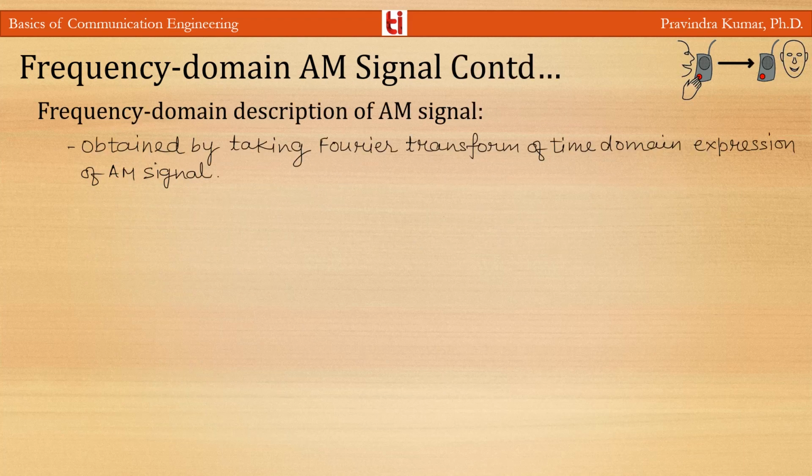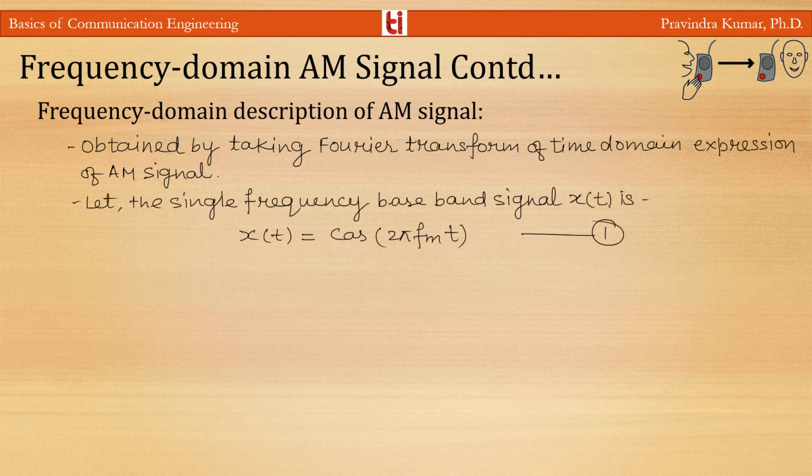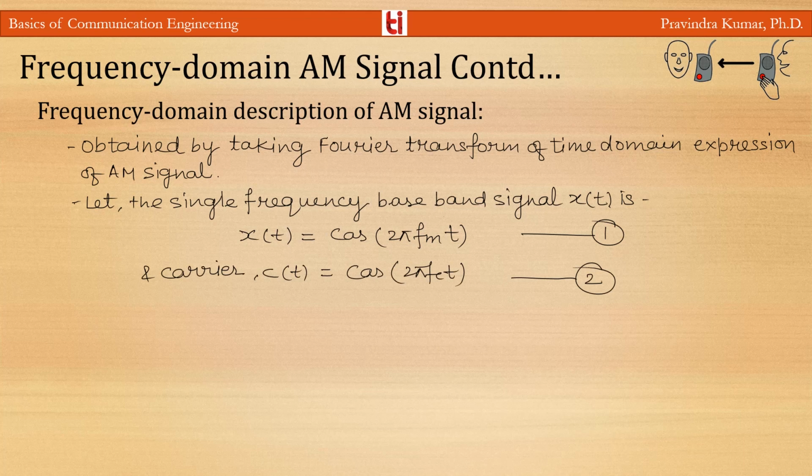The frequency domain description is the same as the frequency spectrum of AM signal. It can be obtained by taking the Fourier transform of the time domain expression of the AM signal. Let the baseband signal x(t) be a single frequency signal or single tone signal, x(t) = cos 2π fm t, and the carrier wave is c(t) = cos 2π fc t.